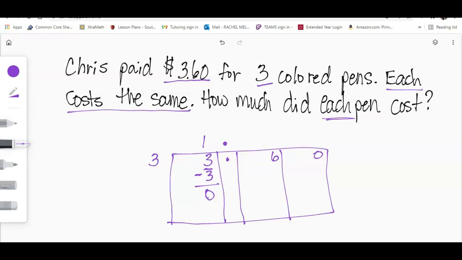I'm going to place my decimal up here. Remember, this 0 does not go here in the decimal. Nothing goes in the decimal column. It goes over here. Okay, so now I have 3 pens and I have 60 cents. Well, how many groups of 3 can you get out of 6? That would be 2. And 2 times 3 is 6. And if you bring this over here, that means that now I'm done. I do not have a remainder.